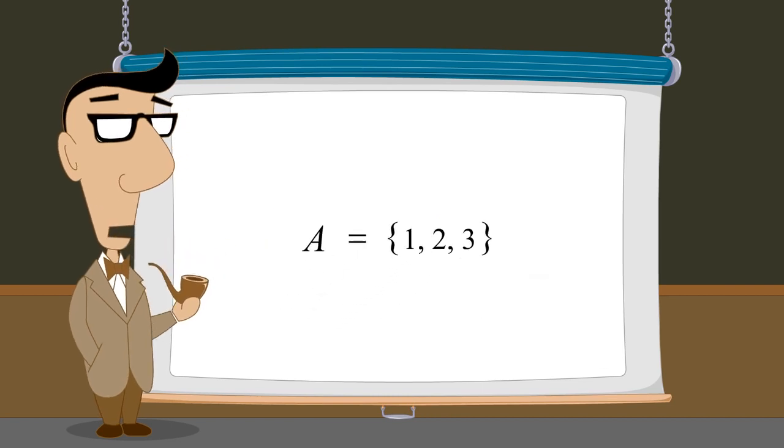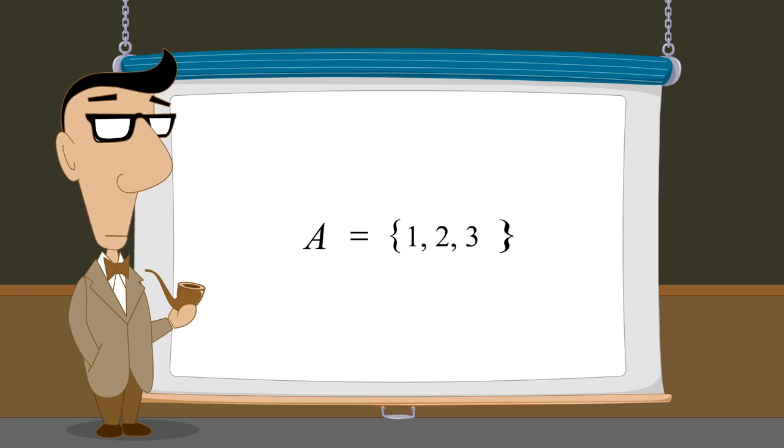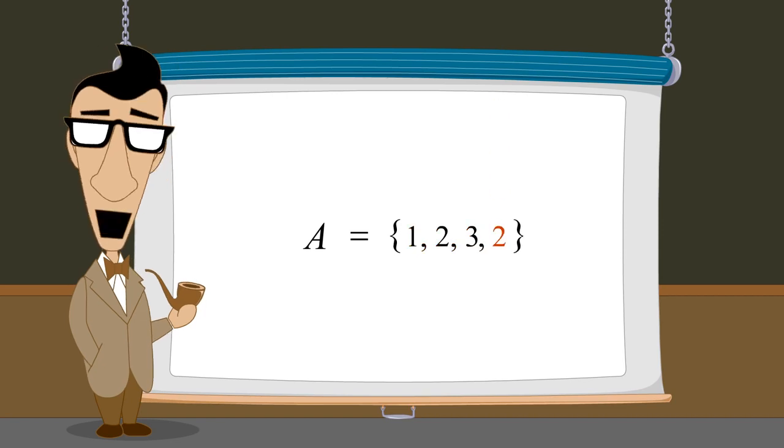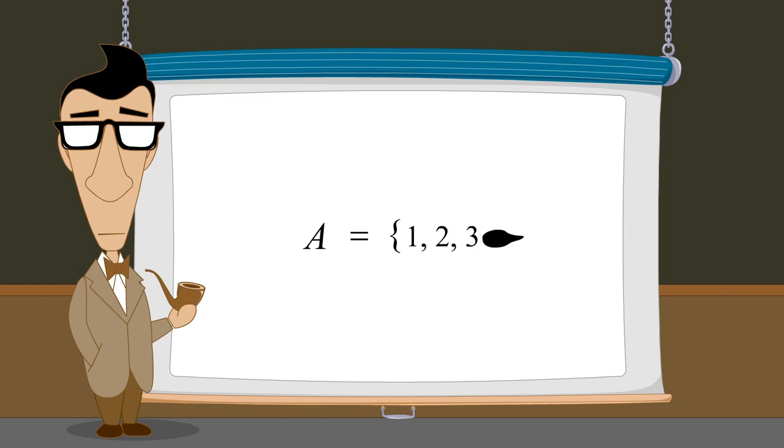An important rule to remember when listing the members of a set is that each element must be unique. No two members of a set may be the same.